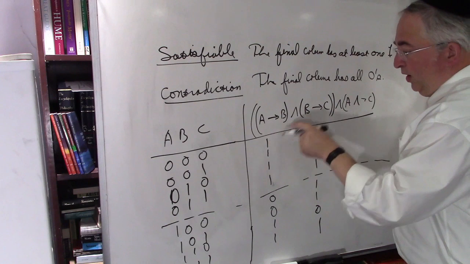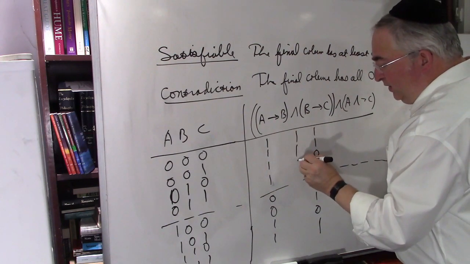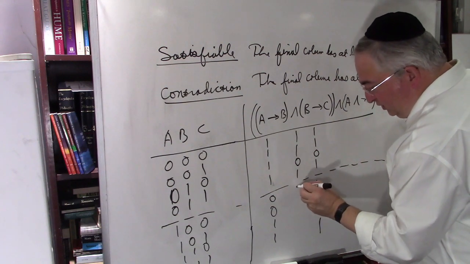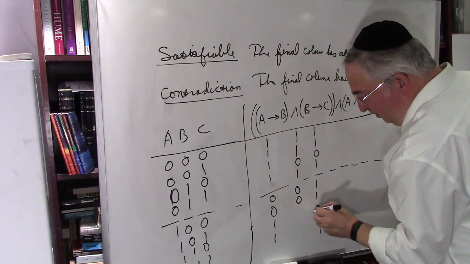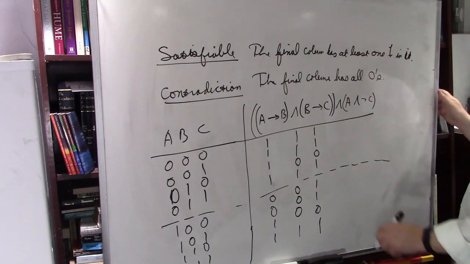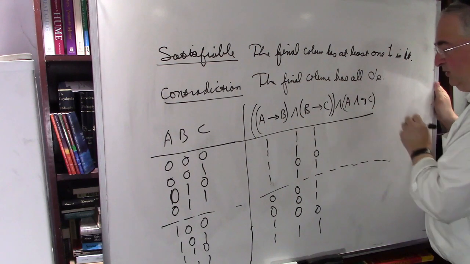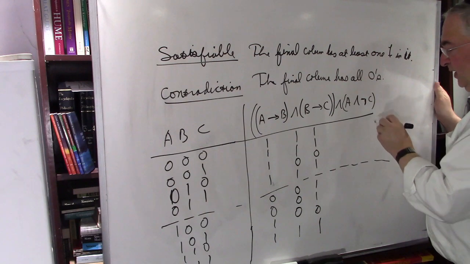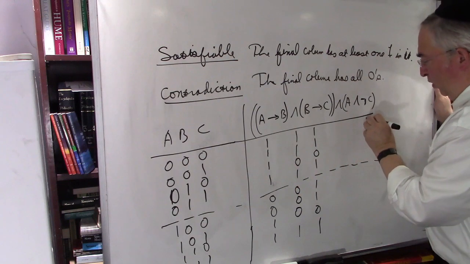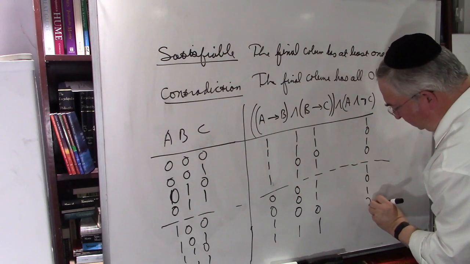Let's do the AND of these. So what's the AND? 1 and 1 is? 1. 1 and 1 is what? 1. 1 and 0 is? 0. 1 and 1 is what? 1. 0, 0, 0, 1. Very good. Okay, now let's do not C. So not C is what? Not C is 1, 0, 1, 0, 1, 0, 1, 0.